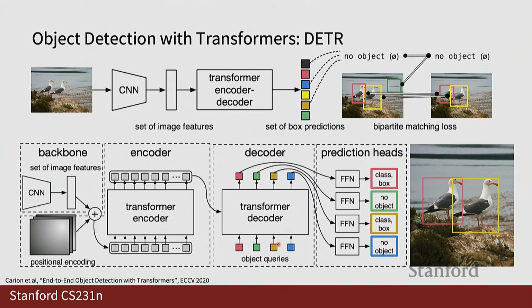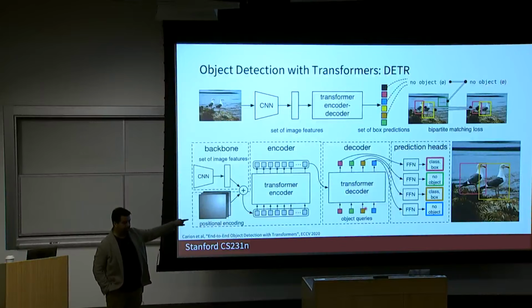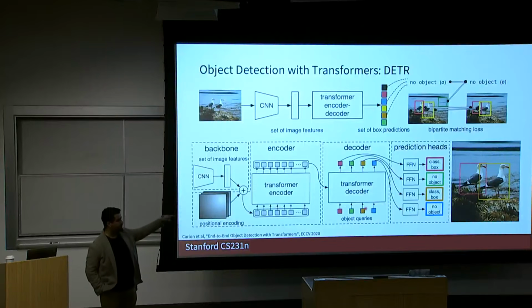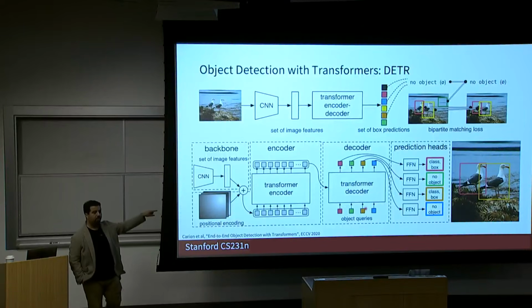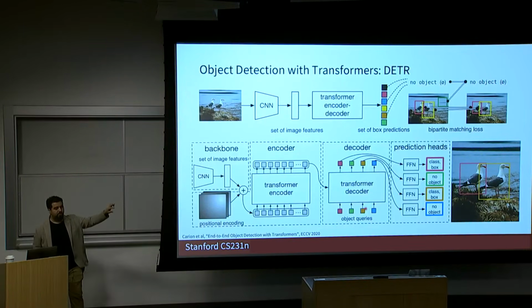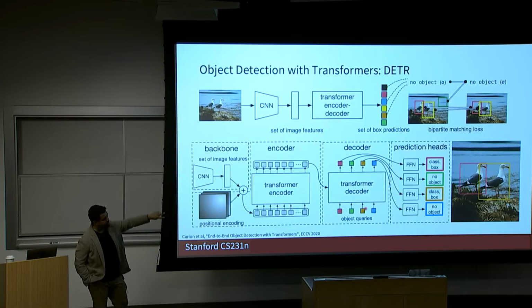Your question is whether the queries are image patches or not? No, they are not image patches. They are just queries, trainable parameters, that you put in to generate the outputs. For each of the inputs, you get a value as the output, and that value is turned into class and box coordinates.